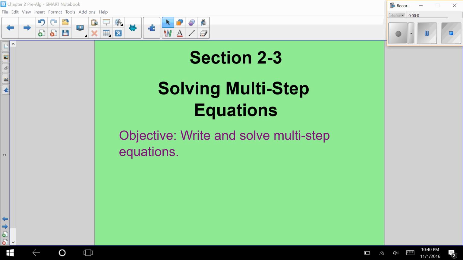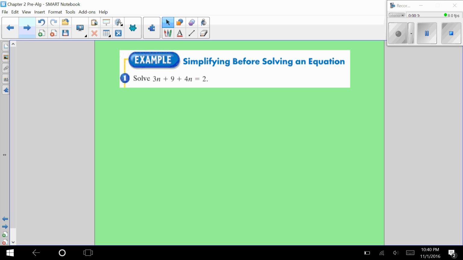This is section 2.3, solving multi-step equations. Our objective today is to write and solve multi-step equations. First, we're going to simplify before solving an equation.